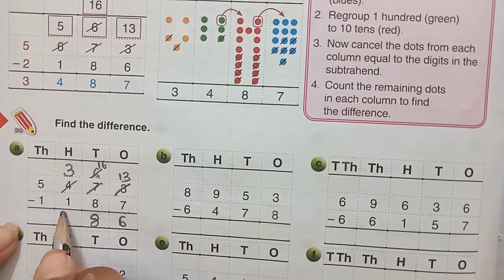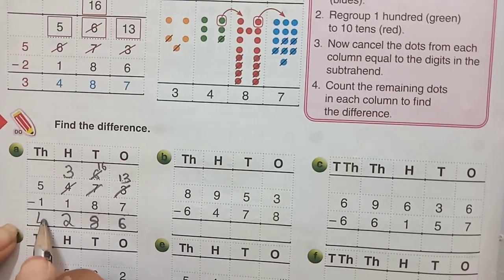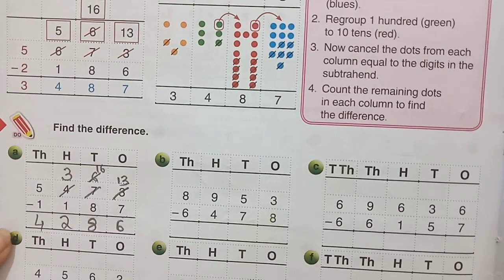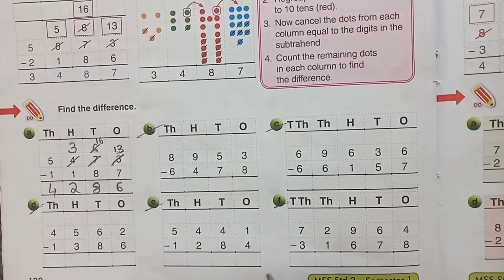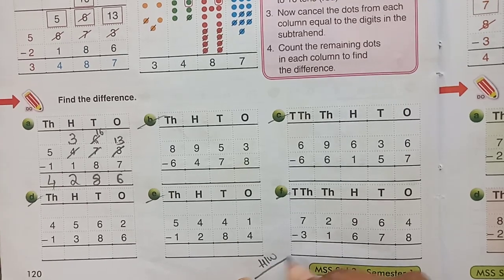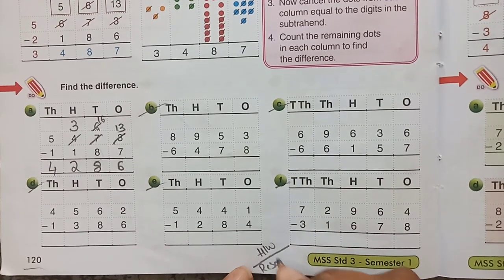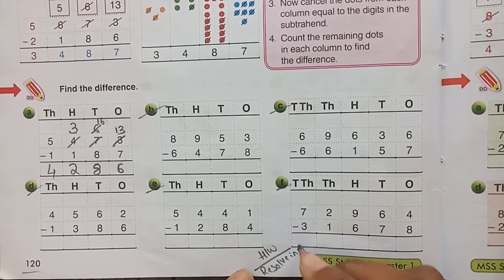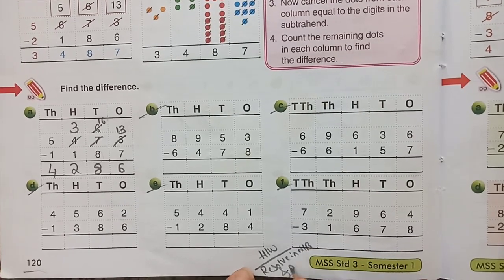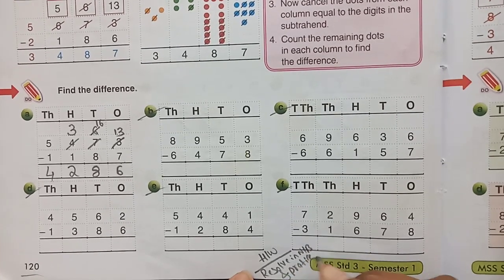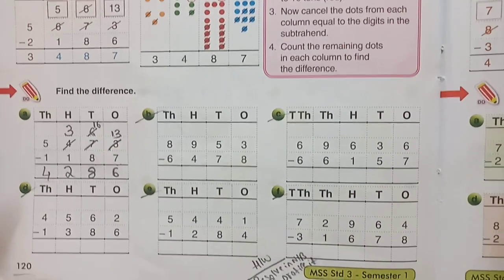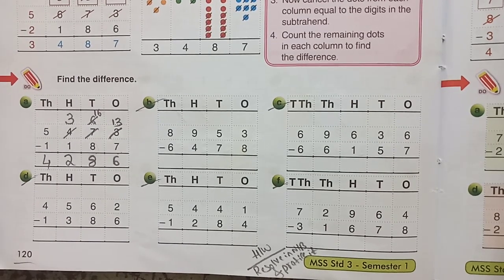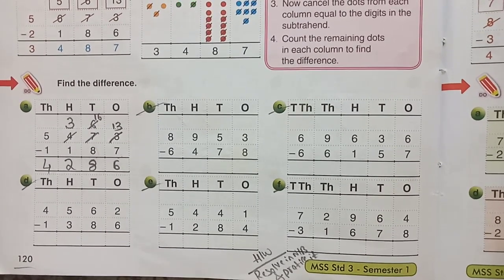3 minus 1 is 2. 5 minus 1 is 4. This is about subtraction with 2 regroupings. Remaining 5 examples, only 5 you are having. At first, solve it in the textbook and you have to resolve it in the notebook. And children, you have to practice it. Without practice you will not get subtraction. So what you have to do? You have to practice more to get the difference. Okay, bye.